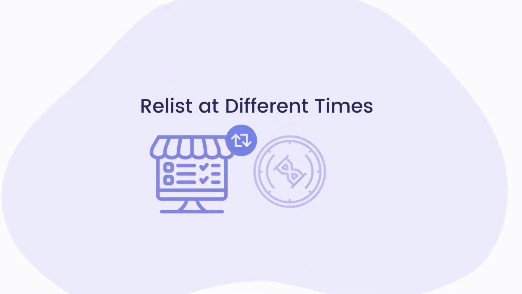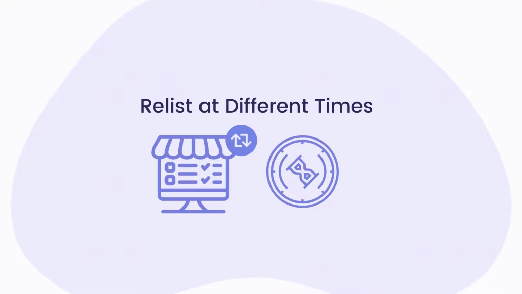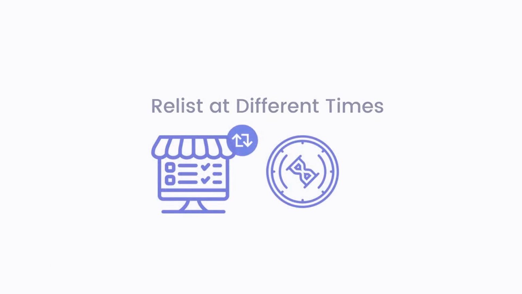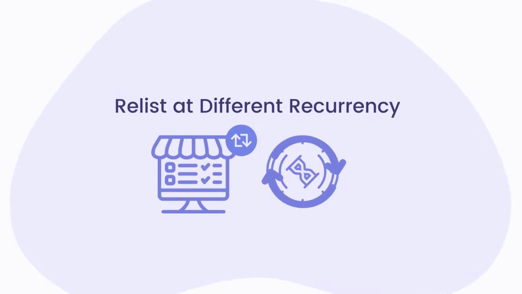You can start the relisting process instantly as well as schedule it to begin at a specific time later. You can schedule one-time or recurring tasks to relist your items easily.